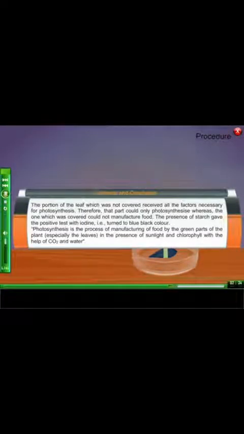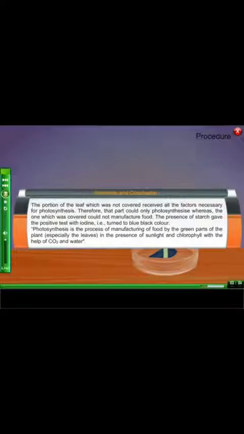Observation: the portion of leaf which was covered does not change color, whereas the portion which was uncovered turns blue-black. Inference and conclusion: The portion of leaf which was not covered received all the factors necessary for photosynthesis. Therefore, that part could only photosynthesize, whereas the one which was covered could not manufacture food. The presence of starch gave the positive test with iodine, that is, turned to blue-black color.